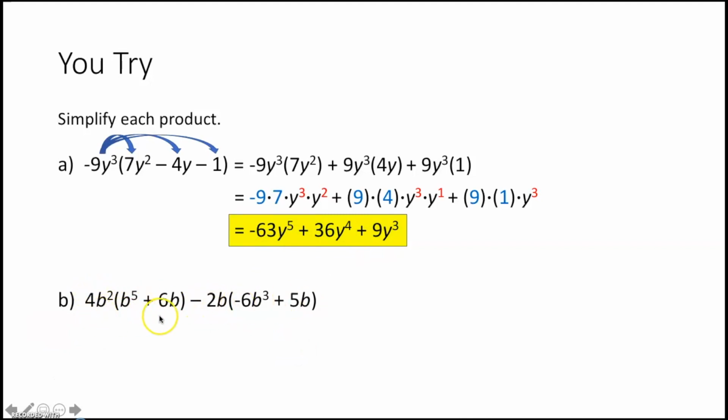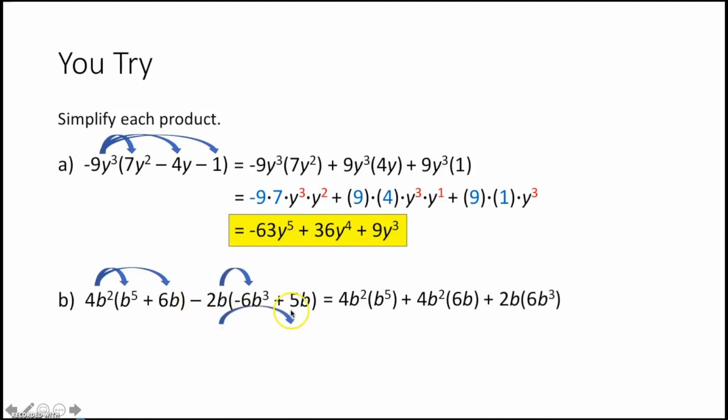So we have to distribute for both of those. We're going to take this 4b squared and distribute it to the b to the fifth and to the 6b. Over here, we're going to take this negative 2b and distribute it to the negative 6b cubed and to the 5b. Notice that when I multiply negative 2b to the negative 6b cubed, the negative times the negative make it a positive.